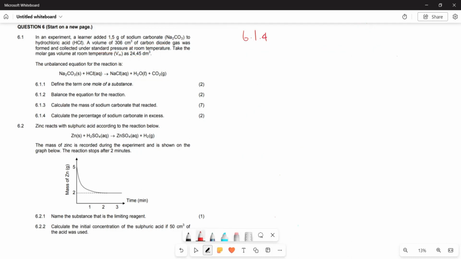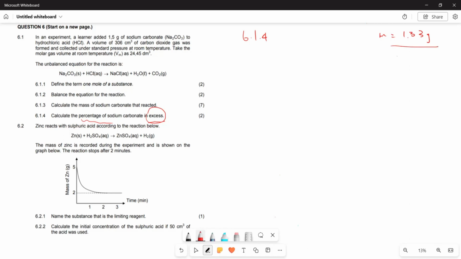Hopefully you've copied some of these answers in your classwork book so that you can always refer to them. In this one, they want you to calculate the percentage of sodium carbonate in excess. Remember, you have already used the mass. We already calculated that it was, I think, 1,33 grams, right? So from this 1,5 you've used now the 1,33.